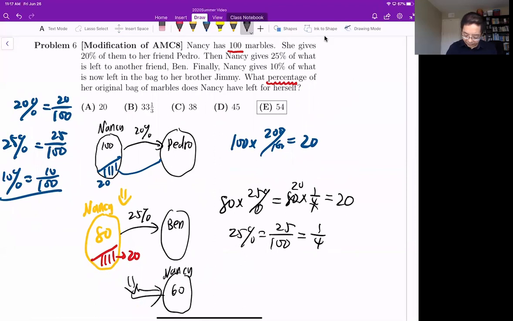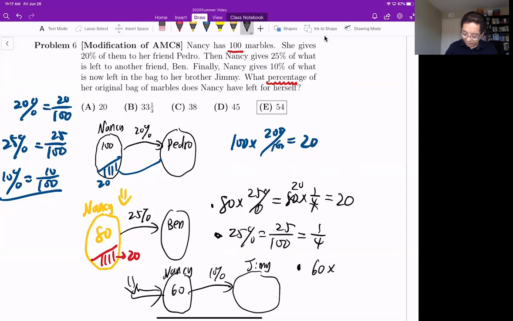All right. So then give 10% to her brother Jamie, right? 10% from Jamie to Jamie. So 10% is out of the remaining 60. Okay. So let's calculate the 60%. So this 1, this 2. All right, so now let's calculate 10% of 60.